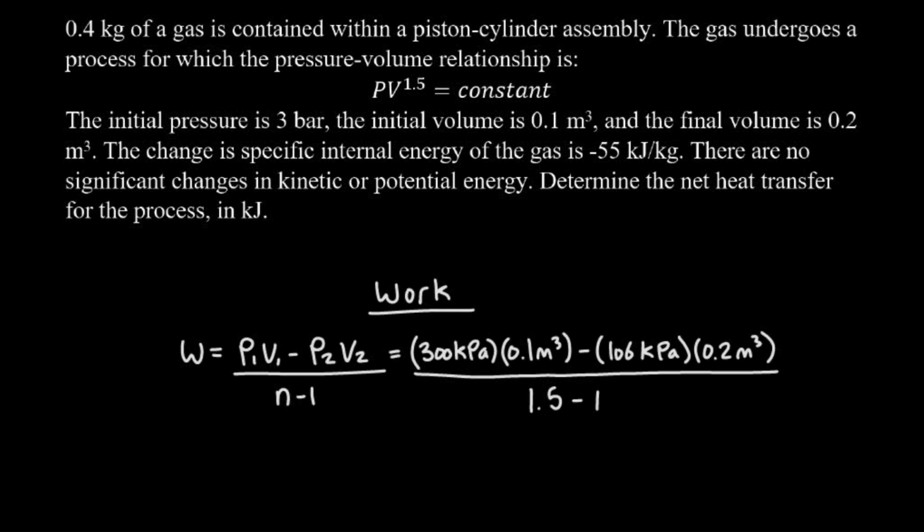Now we can calculate the work using the equation that we showed before. In this case, our n is 1.5, so if we plug that in along with our pressures and volumes, we get that the work is 17.6 kilojoules.